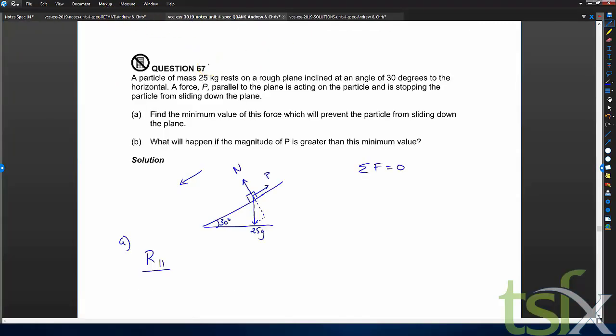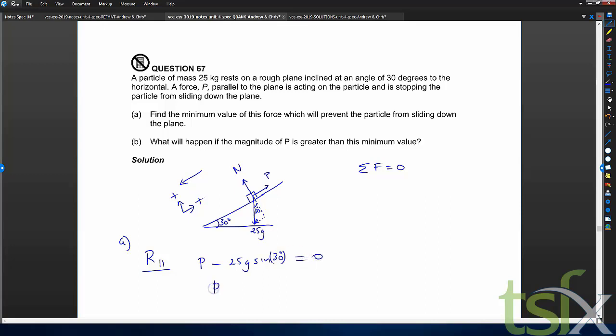All right, so we're going to resolve parallel to the plane, just the two lines. And we'll say positive is upwards like that. So we're going to go P minus this component which is going down in this direction. So it's going to be 25. This angle is 30 degrees, the same as the plane. So 25 G sine 30, which is in there. And then we're going to say that will equal 0 because it's not moving.